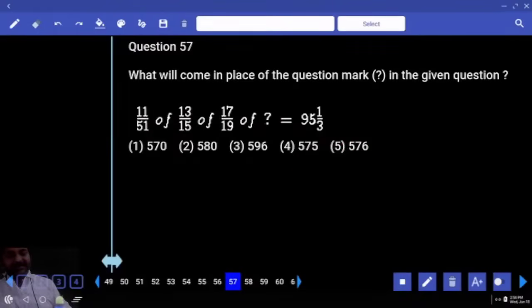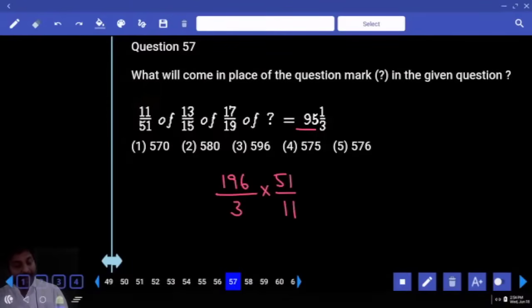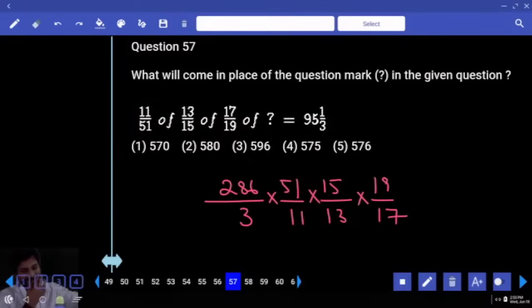Where is x? Come on. Left hand side. So take all the other numbers to the right hand side. 95 3 times. 195 plus 1, 196 by into 51. Sorry. 286. 286 by 3 into 51 by 11 into 19 by 17. Okay? Right.